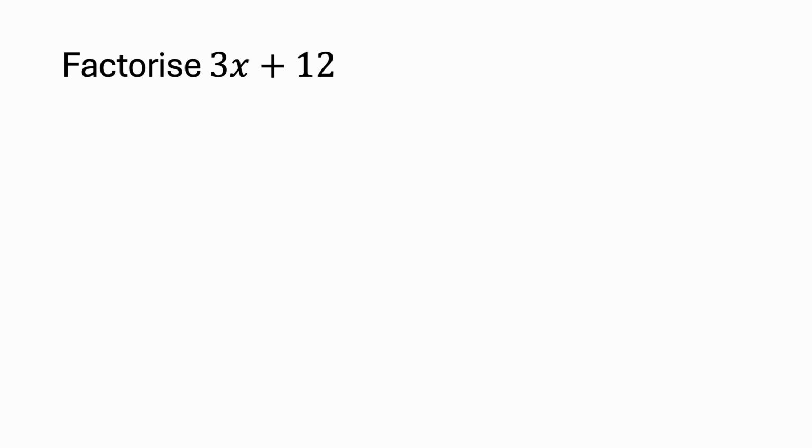Now let's look at this one here. Factorise 3x plus 12. Highest common factor between 3x and 12 is 3. So 3 is on the outside because 3 is in the 3 times tables and 12 is also in the 3 times tables. And then opening brackets, 3 times by what makes 3x? That's x. And 3 times by what makes 12? And that's going to be positive 4.